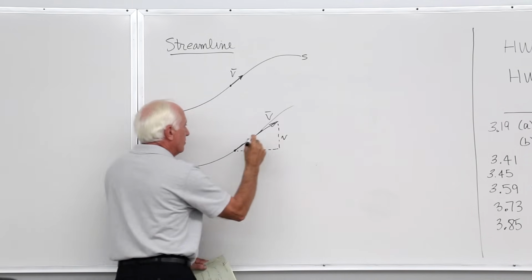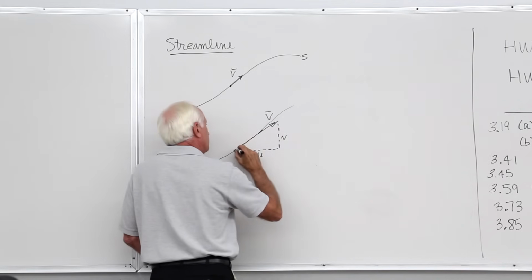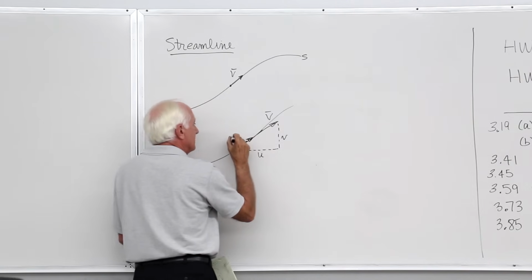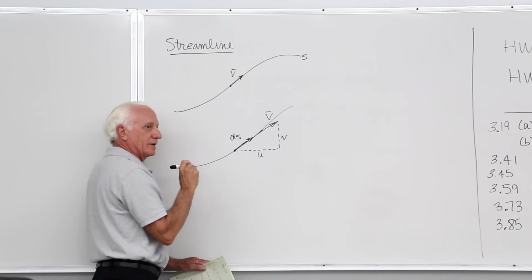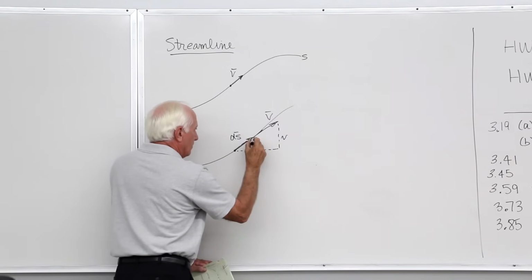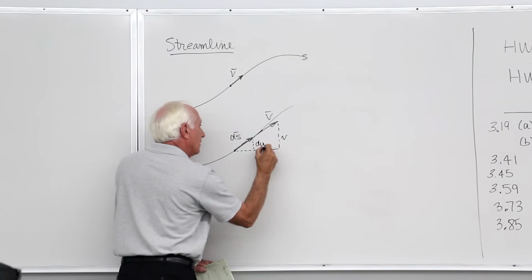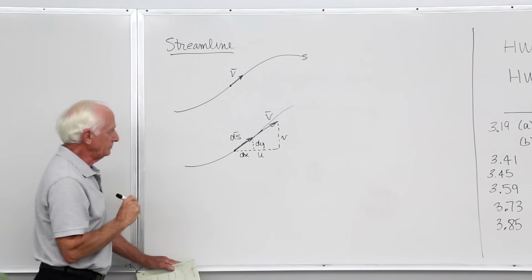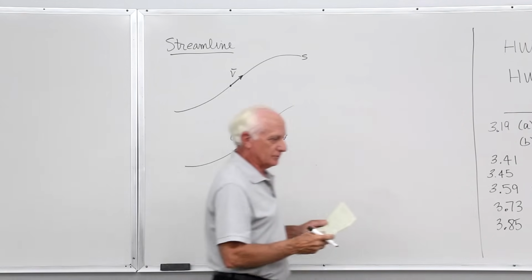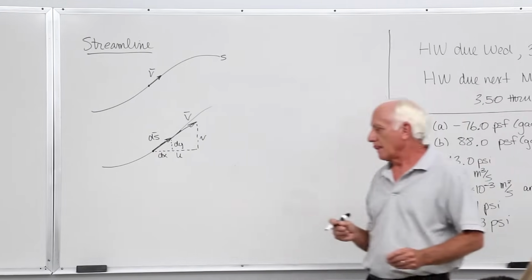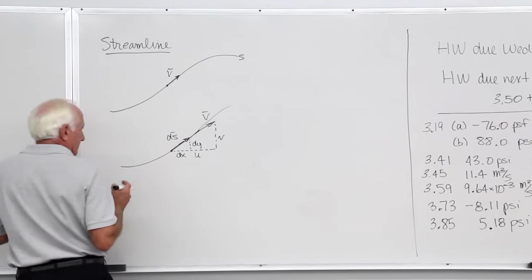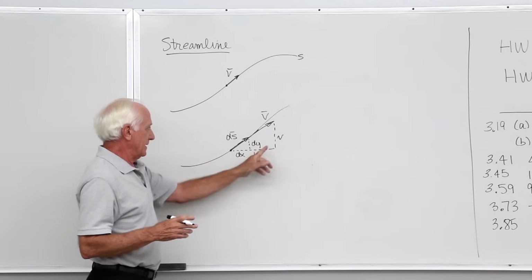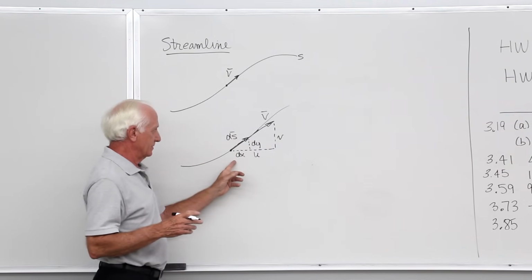Now I show the s coordinate, the unit vector in the s direction, we'll just call it S. Here is ds, differential distance in the s direction. There's a component in the y direction, dy. There's a component in the x direction, dx. You can see those two are collinear. It's similar right triangles.